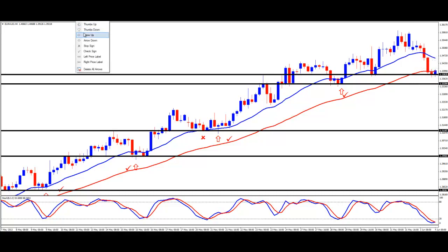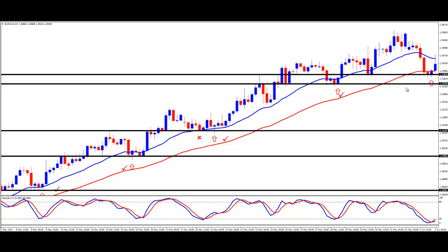I'd be looking to get long just above the high of that. That's an inside bullish bar there as well. So that'd be where I'm looking to get long. The reason being is I've got resistance becoming support, and price has pulled back to the 50 moving average as well.